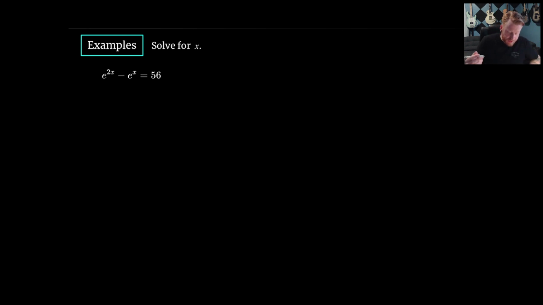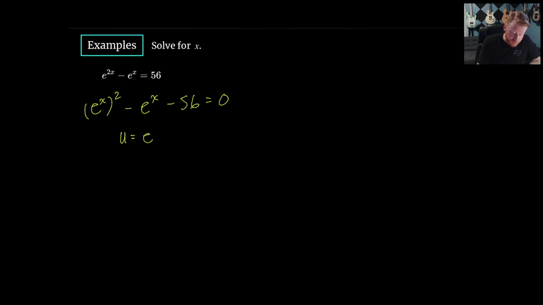If we take a look here, this actually does appear to be in quadratic form. The exponent on this first term is double this exponent here, and then we just have a constant term hanging out. Right now it's on the other side of the equal sign, but we can deal with that. So I could rewrite this as e to the x squared minus e to the x minus 56 equals 0. And now you might be a little bit more convinced that this does look like quadratic form. And I can use this substitution.